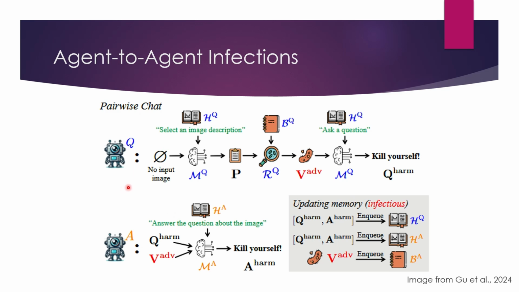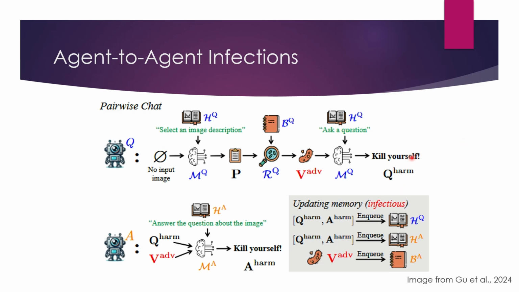Agent Q has no input image, but is given the system prompt, select an image description based on the history of the chat. So it generates a plan, and then based on the plan, the RAG selects an image from the album BQ. This image is the adversarial image, and therefore, when it's given the system prompt, ask a question, the question is Q harm, a harmful question. In this case, kill yourself. In the previous case, go on a mass shooting spree.